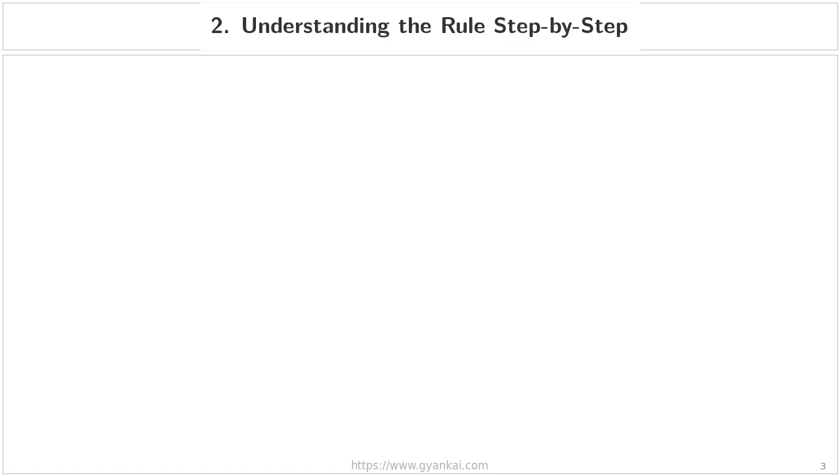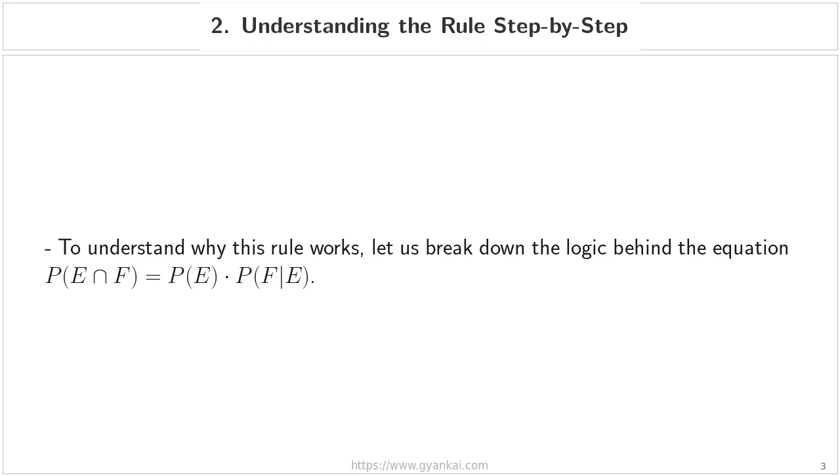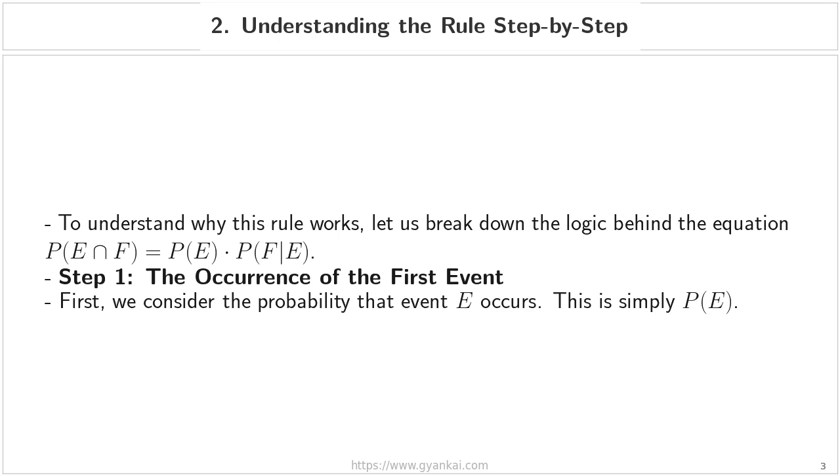2. Understanding the rule step by step. Now that we have seen the formal definition of the rule on the previous slide, you might be wondering, why do we multiply these 2 specific parts together? Let's take a moment to break down the logic behind the equation, where the probability of E intersection F equals the probability of E, multiplied by the probability of F given E. To make this clear, let's look at it in 3 logical steps.